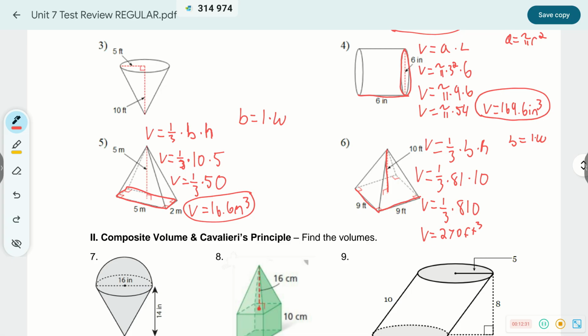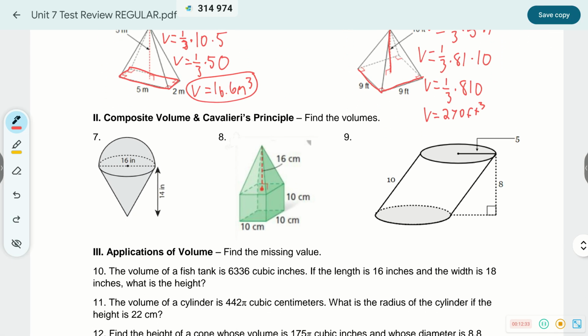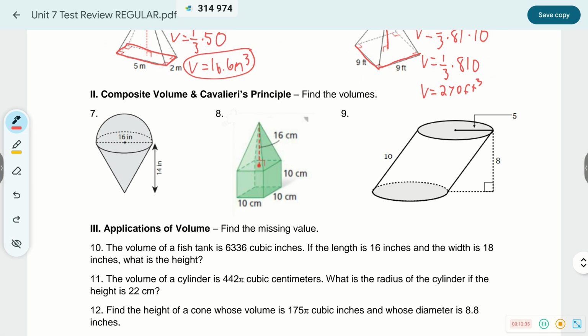Okay. Now we have composite volume. Now we have multiple figures that we have to find the volume for, and we just put them together. That's it. So we have, I don't know what you call this, a semicircle cone, right? So first we have to find the area of a sphere, and then we divide that by 2 because we don't have a whole sphere.